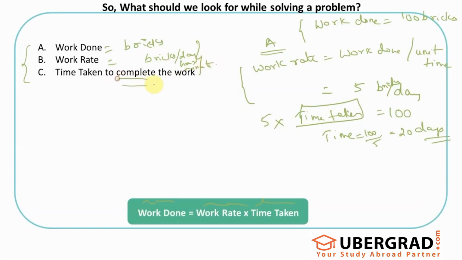Accordingly, the time taken would also be calculated in days, hours, minutes, right? It is basically saying if the person works at this rate, these many bricks per day, he will take these many days to complete this many bricks. So the relation is work done equals work rate into time taken. It's just identifying what is being given and what's to be done so that you can solve the question.